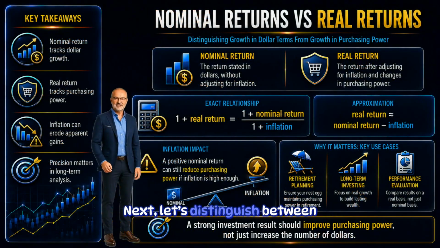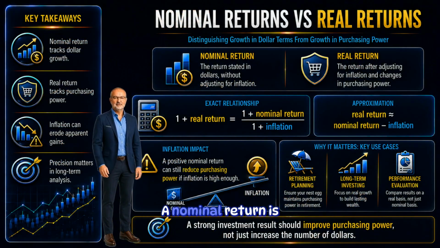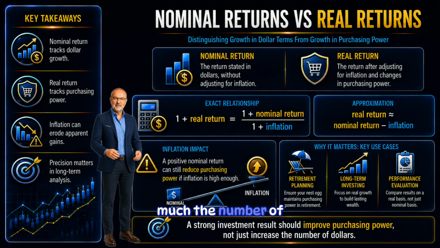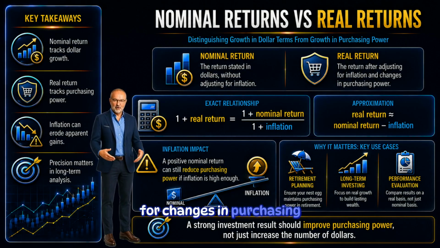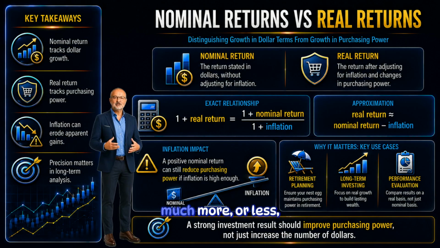Next, let's distinguish between nominal returns and real returns. A nominal return is the return stated in dollar terms without adjusting for inflation. It tells us how much the number of dollars changed. A real return adjusts for changes in purchasing power. It tells us how much more or less the investor can actually buy after accounting for inflation.